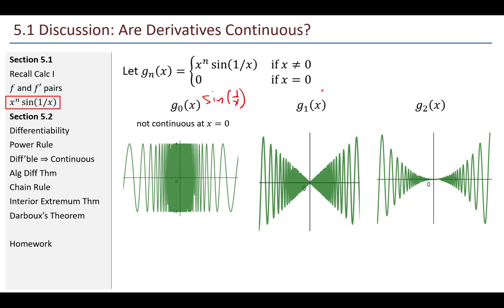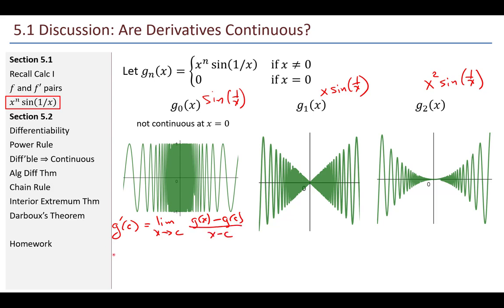How about g1? So this is x sine of 1 over x. And g2 is x squared sine of 1 over x. These things are continuous at 0. But what about differentiable? Are they differentiable at 0? So let's recall our derivative. g prime at a point c is the limit as x goes to c of g of x minus g of c all over x minus c.